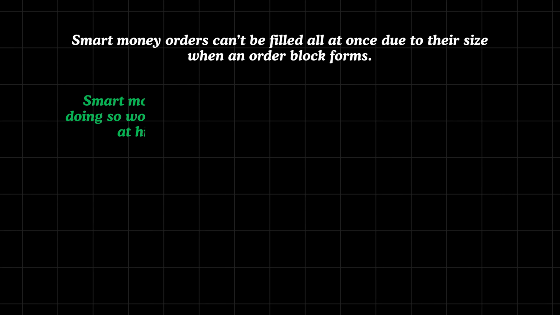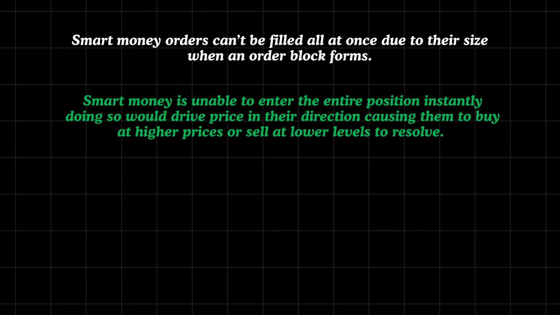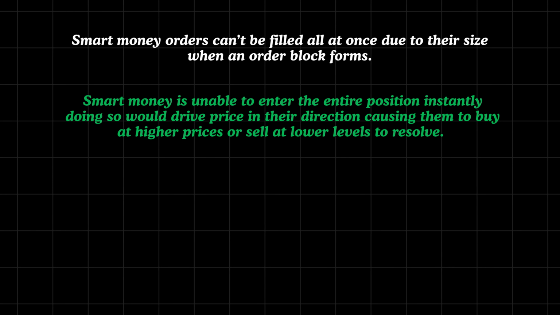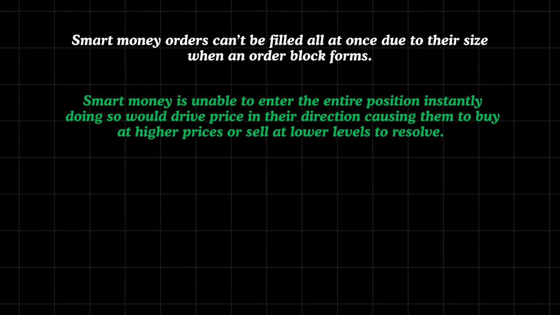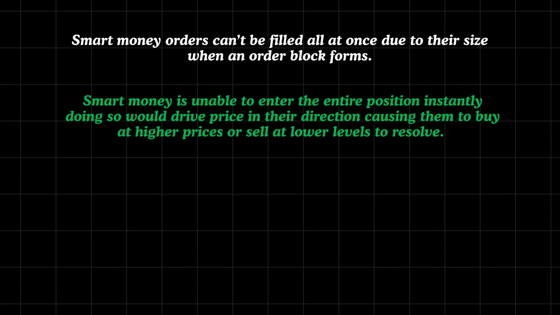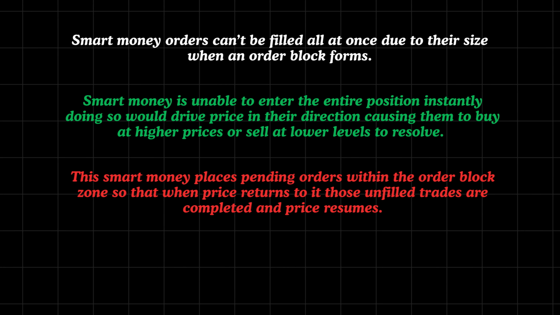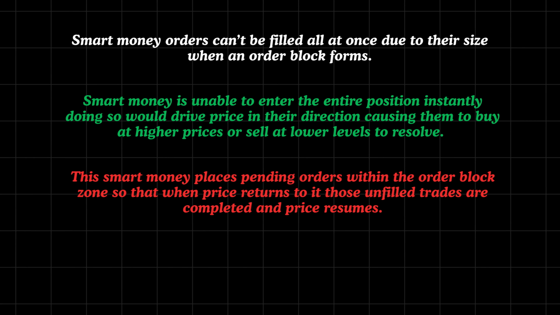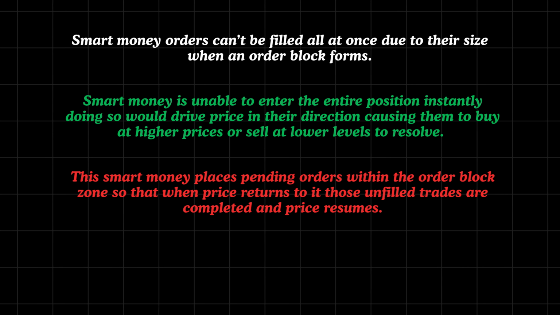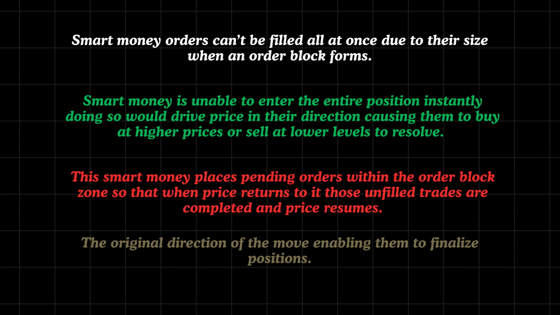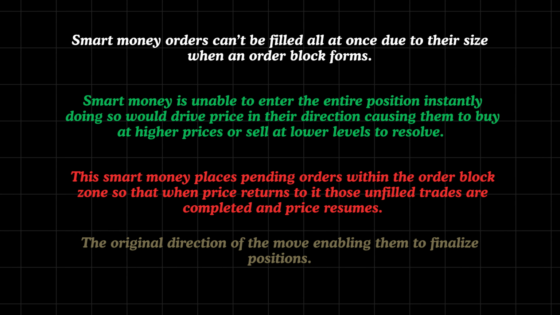When an order block forms, smart money is unable to enter the entire position instantly, so they would drive price in the direction, causing them to buy at higher prices or sell at lower levels. To resolve this, smart money places pending orders within the order block zone so that when price returns to it, those unfilled trades are completed and price resumes the original direction of the move, enabling them to finalize positions.